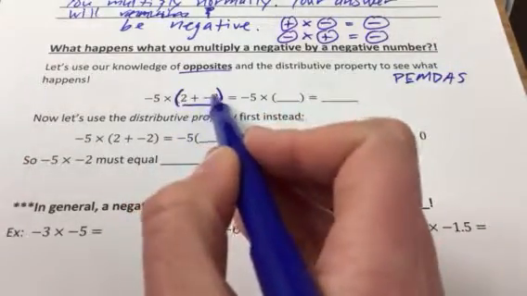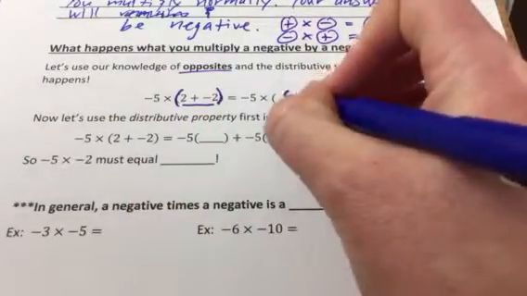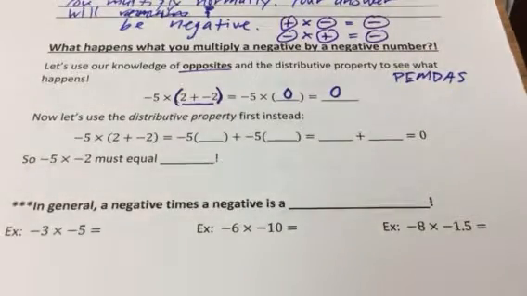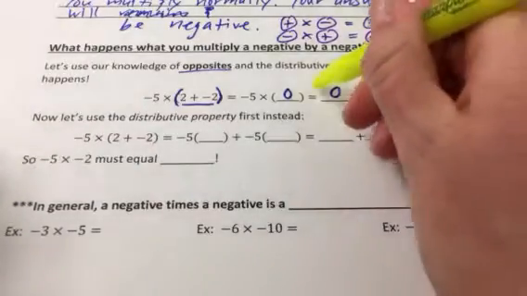2 plus negative 2, those cancel out. So this is really negative 5 times 0. My answer better be 0. I'm repeating that because this is really important.